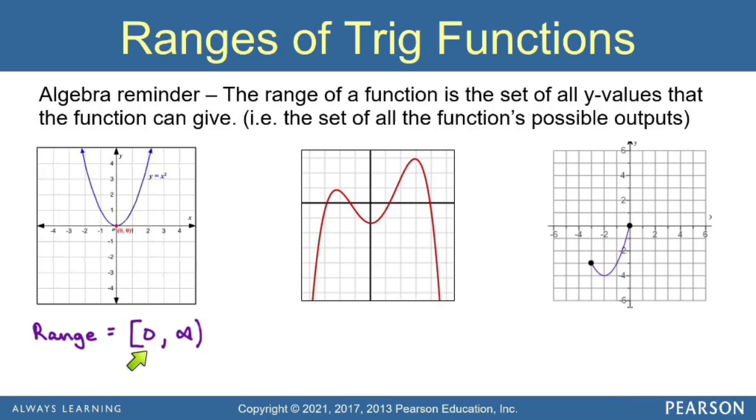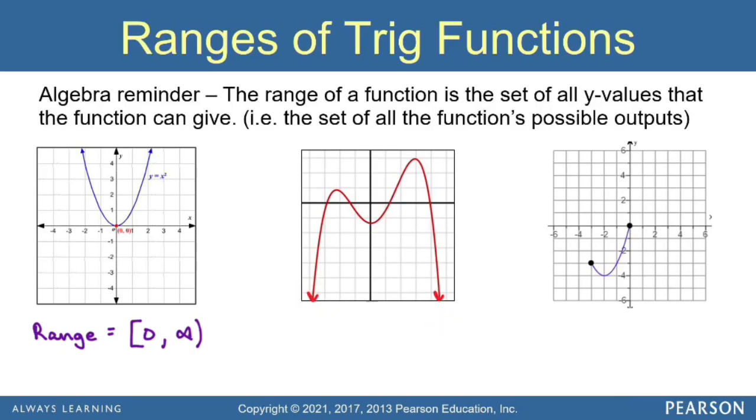Remember, the brackets are used when we want to include a number, and the parentheses are used when we want to exclude a number. Or in the case of infinity, we always use parentheses because infinity is not actually a number we can reach. And now for this middle graph, the graph just runs right out of the window here. So really there should be arrows indicating that the graph continues downward forever.